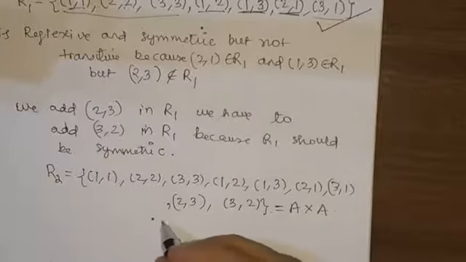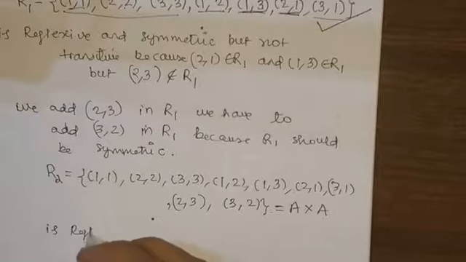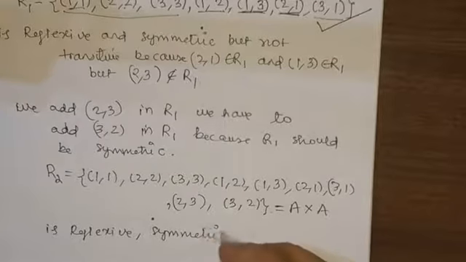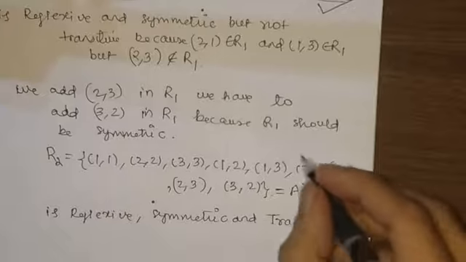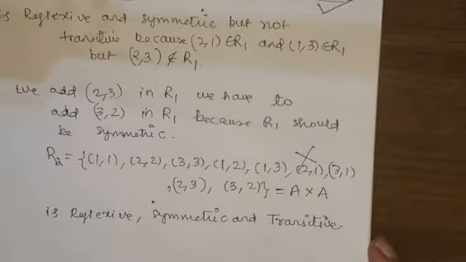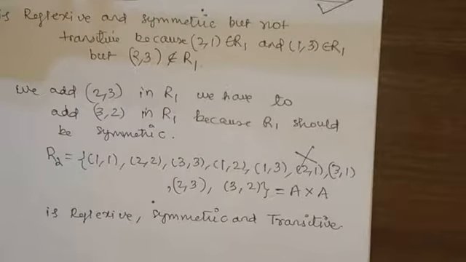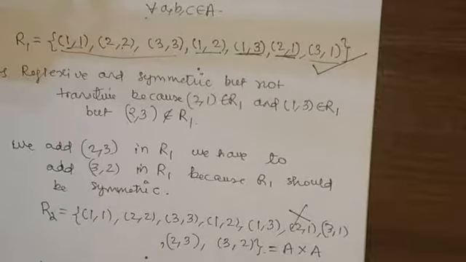So R2 is reflexive, symmetric, and transitive. So this will not be a relation which is satisfying the given condition of the problem. So the only relation which is satisfying the given conditions in the problem is R1. Therefore R1 is the only required relation.